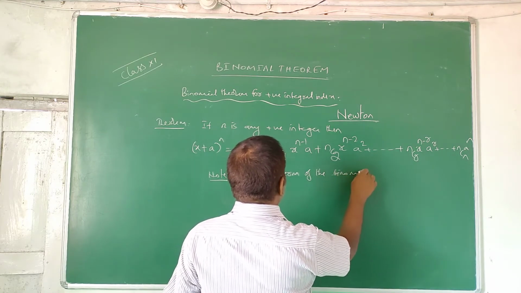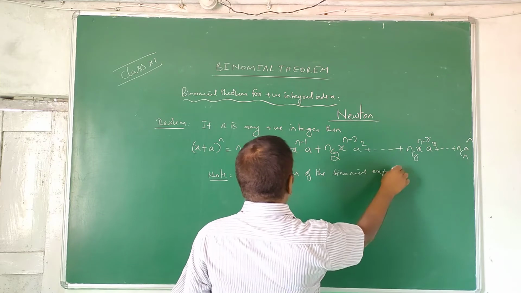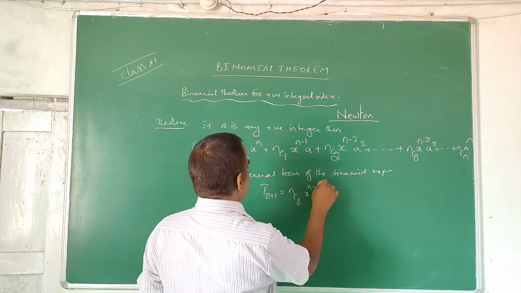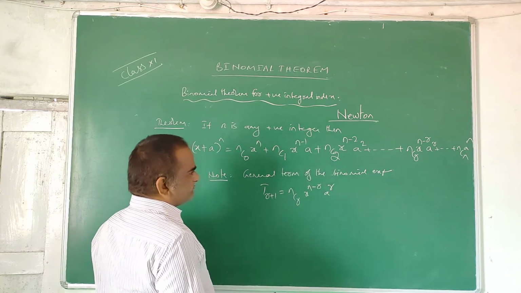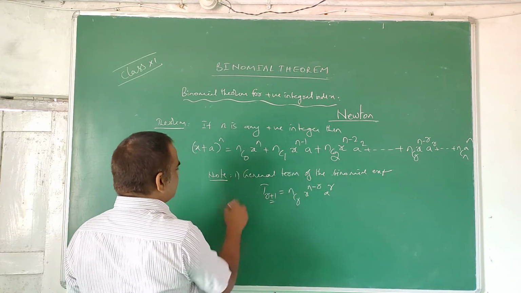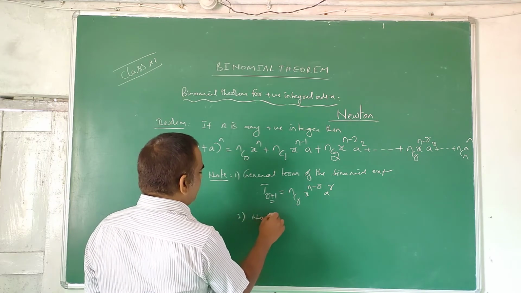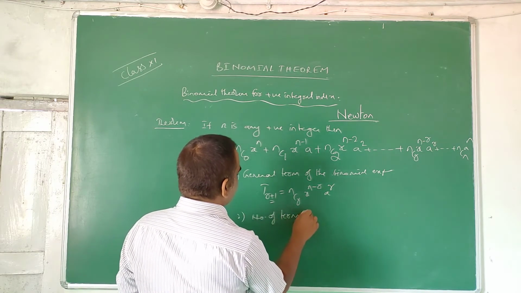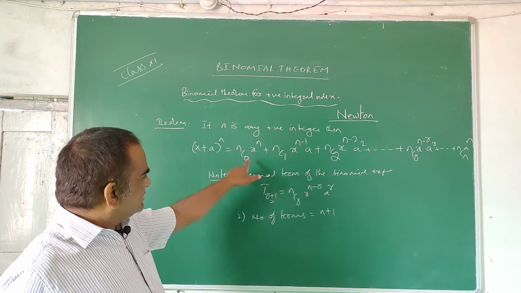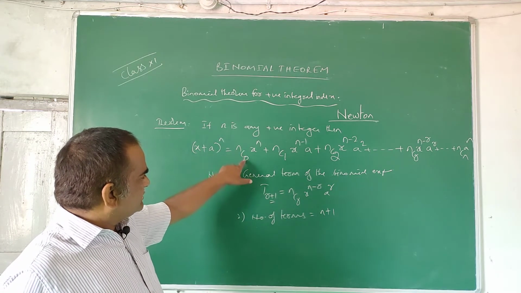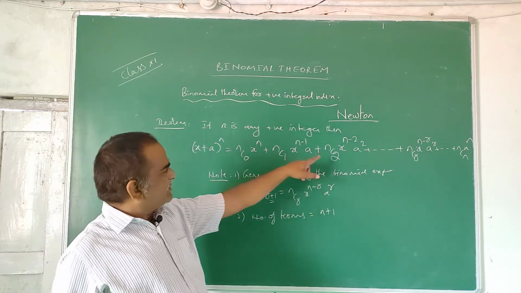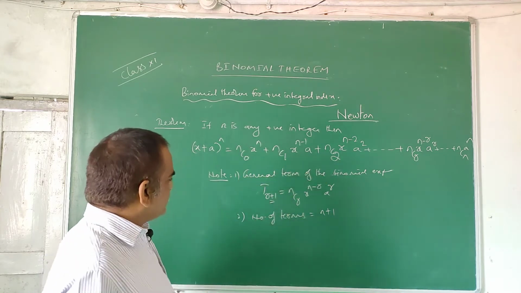General term of the above binomial expansion is t r plus 1 equal to nCr x power n minus r into a to the power of r, the r plus 1th term. And the number of terms in the above binomial expansion is n plus 1. As the suffix started with 0 and ended with n, for each suffix you are getting a term. So n plus 1 terms are there.